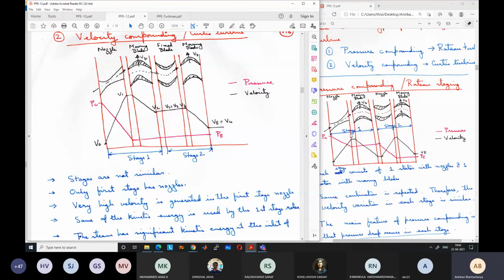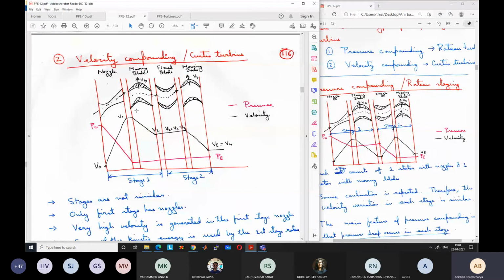Okay. Typically, velocity compounded turbines have only two stages. There is a reason for that. We will discuss it later, in the next class. So we will also study a two-stage velocity compounded turbine, or Curtis turbine. Okay, but theoretically it can have three stages also. But the third stage will have such low velocities that the energy generated will be very small in the third stage. So it is not very useful.